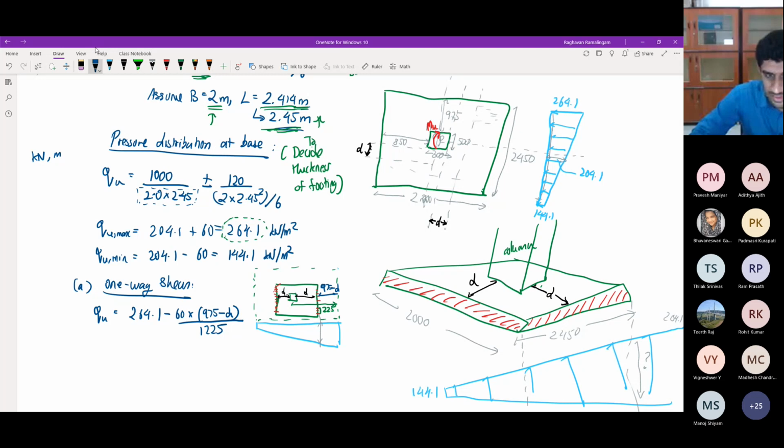So this thing minus 60 into 60 is the difference here plus 204. So 60. I think it's right. So this will become 240.2 plus the 0.02449 D. Okay, so this is the actual QU.